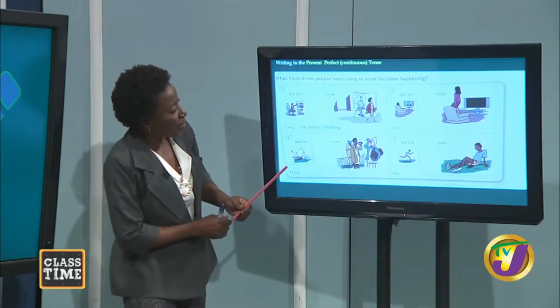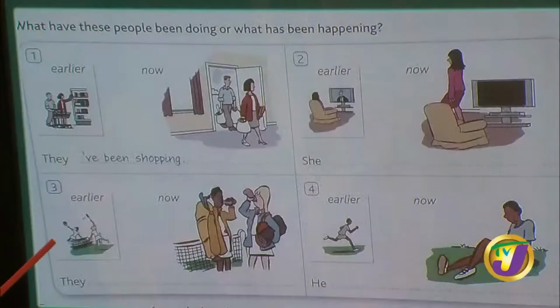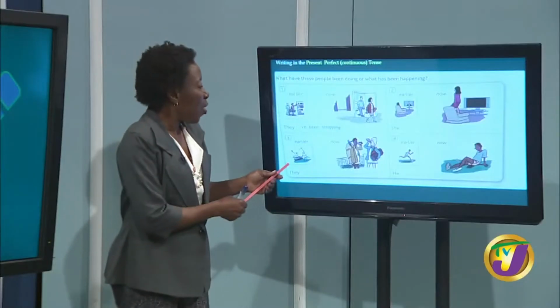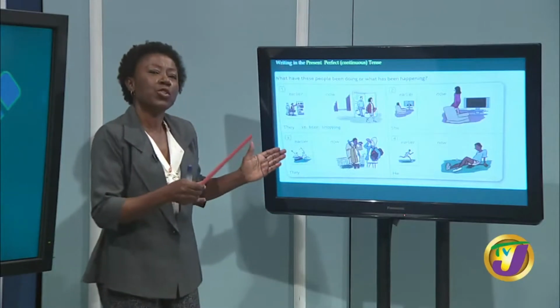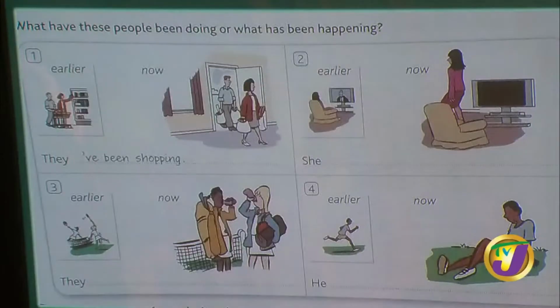Let's look at this picture here. Two persons were playing tennis. Now you could say they were playing tennis, right? But that would not capture effectively the idea. Because with the tennis, you want to show that the action went on for a while. They didn't just stop playing. It was going on for some time.